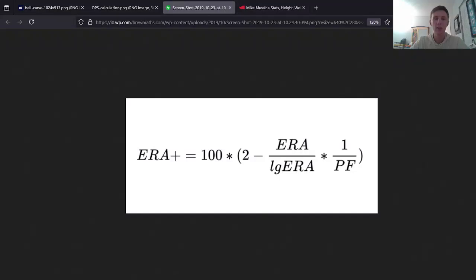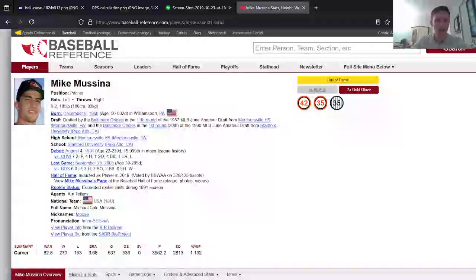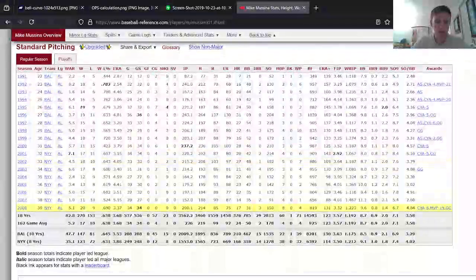And then I'm going to give an example of how this stat is useful. So let's look at a player like Mike Mussina. I think this is a great player to look at as an example. He has a 3.68 career ERA. On paper, that's not that great, especially not for a Hall of Fame pitcher with 82.8 career WAR such as himself.